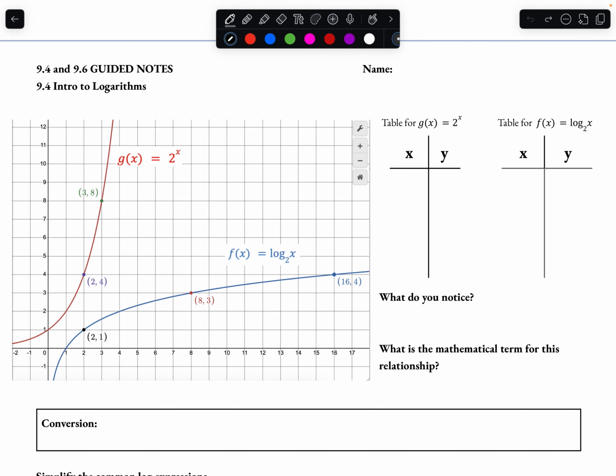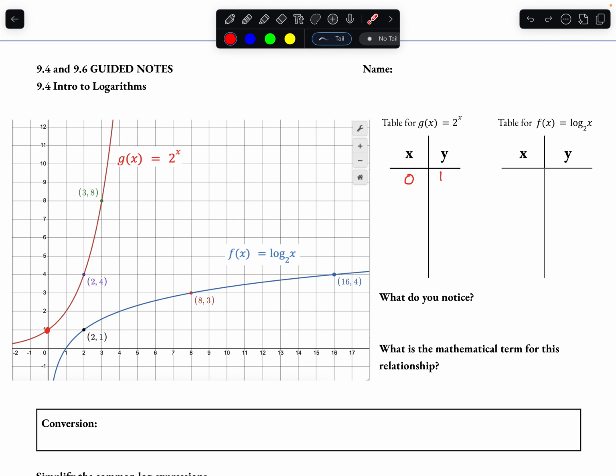Okay, we're going to take a look at what is known as a logarithm here. What is interesting about this is there is a relationship between an exponential function and a logarithmic function, right? An exponential function means there are variables in the exponent, and we're going to look at what this is, okay?